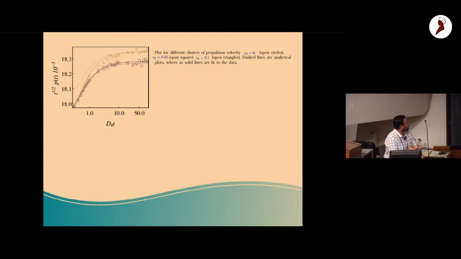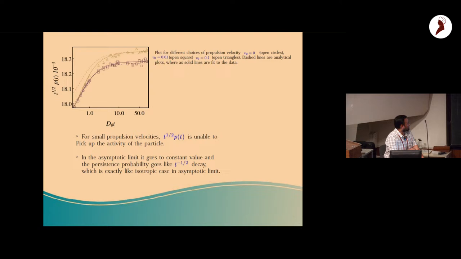So these are the simulation results for different propulsion velocities. We see that when the propulsion velocity is increasing, this t to the power half P(t) is picking up. This one is the data fit, but this one is the analytical value. We can see that in the longer time limit, the analytical value matches the simulation values, and in the longer time limit, t to the power half P(t) goes to a constant, which gives P(t) decaying as t to the power minus half. This is again the isotropic particle, the exact formulation of which is found in Satya's paper. So in the longer time limit, it decays like t to the power minus half.